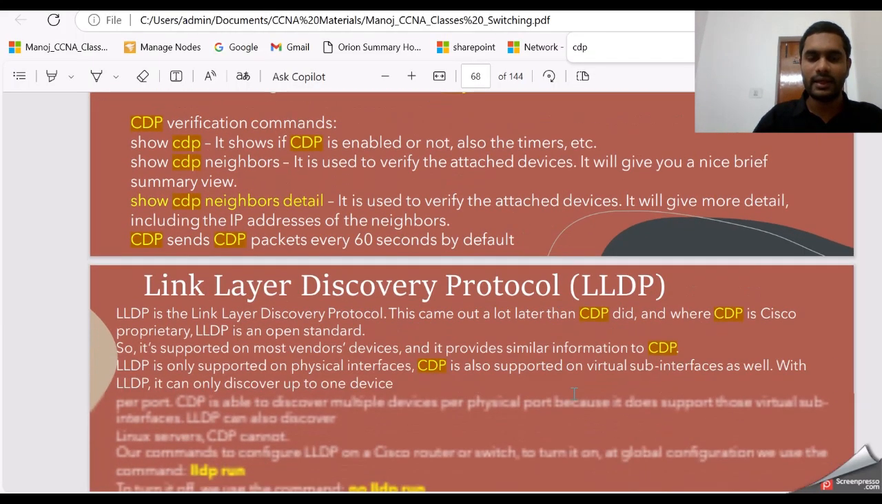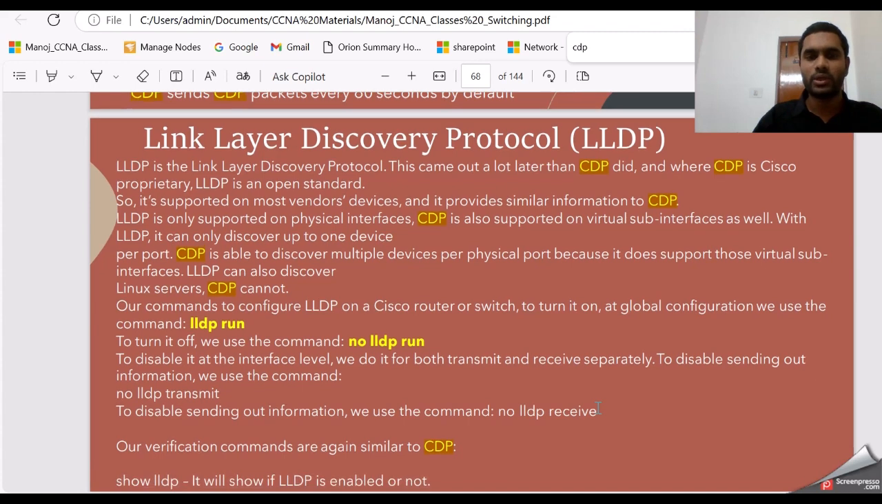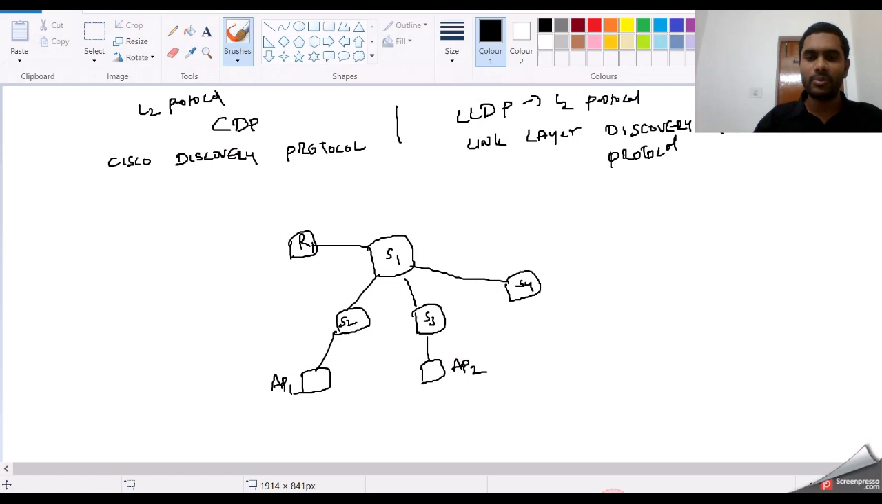Moving further, let's talk about the LLDP protocol. LLDP is also a layer 2 protocol. It's just the inverse of CDP. CDP is a Cisco proprietary protocol, whereas LLDP is the Link Layer Discovery Protocol, a vendor-neutral one. To understand better, let me draw some topology. Let's say all these access points, all these switches, all these routers are from Cisco. Let's say I have bought one more new switch, but this is from, for example, Juniper.